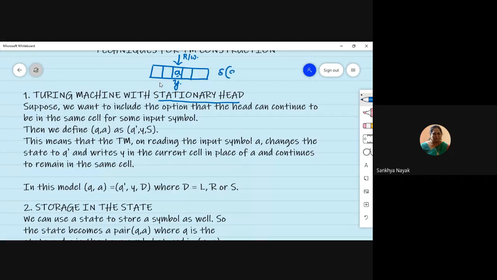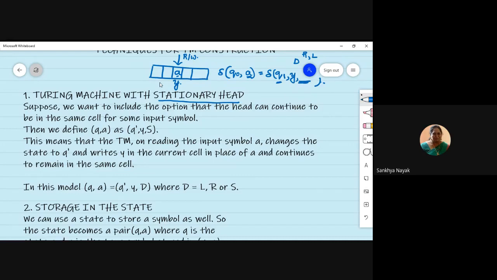So delta of, if you are in some state Q0, let us say on a symbol A, all that we learned till now was, I may or may not change the state. I may keep it as Q0, or I may change the state. I may or may not change the symbol. And then this third parameter was your direction. So we had that direction as either right or left.